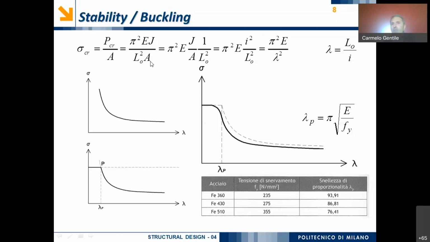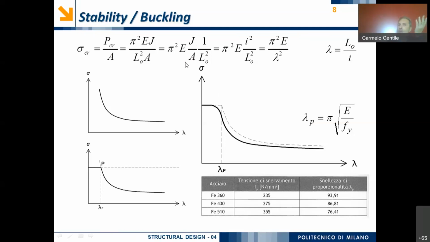Okay, I would like to rewrite this value of the critical stress. So it's equal to π squared times the Young's modulus times the ratio between J and A, and the ratio 1 over L0 squared. Okay, let's look at the ratio J over A.